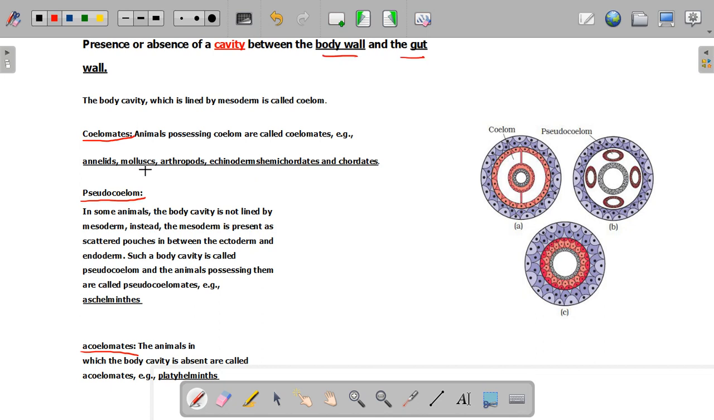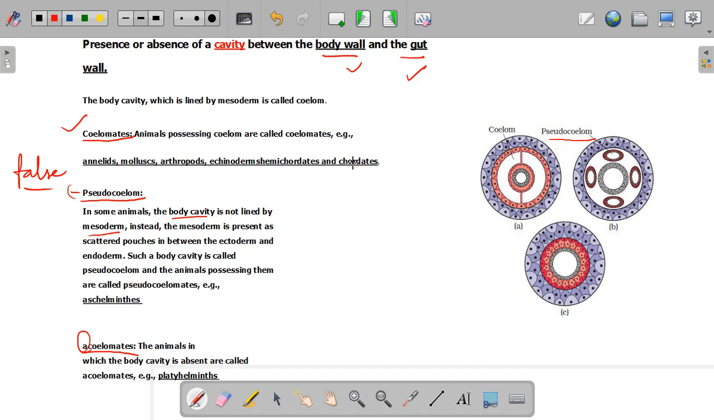Acoelomate, like you can say A, absence. That means in these organisms, when you cut open, you don't find a cavity between the body wall and the gut. But there is a third category called pseudocoelomates. Pseudo means false. That means they have a false cavity. You can see in some animals the body cavity is not lined by mesoderm. This is a pseudocoelom, that means a false cavity being present. Instead, the mesoderm is present as scattered pouches.